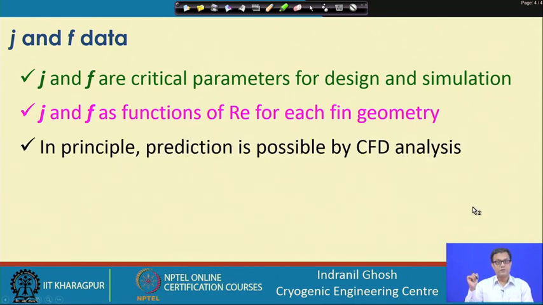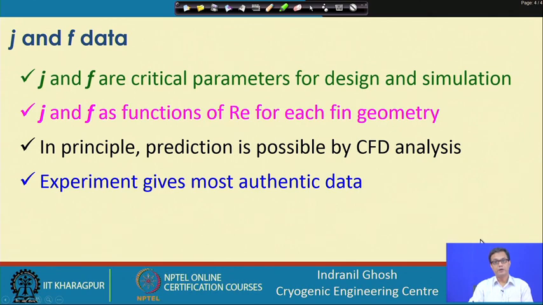Now, in principle, this J and F, the friction factor or the heat transfer coefficient, in its non-dimensional form, we should be able to predict from computational fluid dynamics, from the velocity and the temperature profile, but it may not always give you the most accurate or reliable data. So, to generate authentic or reliable data, most of the time we go for the experimental determination of the heat transfer coefficient and the pressure drop.